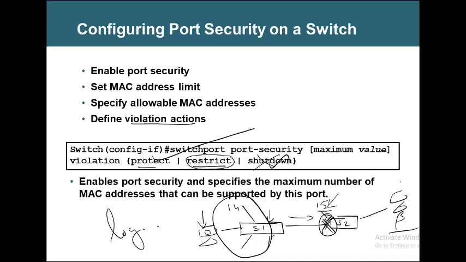Protect mode not only protects our network from the 16th bad guy, it also generates a log with the bad guy's MAC address, and it also says how many packets came from this bad guy. That violation counter will be maintained in protect mode. In restrict mode, no violation counter, but the attack is prevented. While all these 15 MAC addresses are communicating, only the 16th MAC address packets are getting dropped. That is restrict.